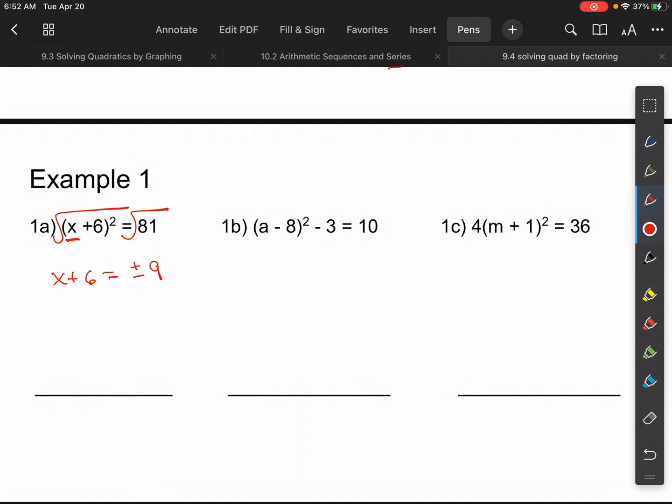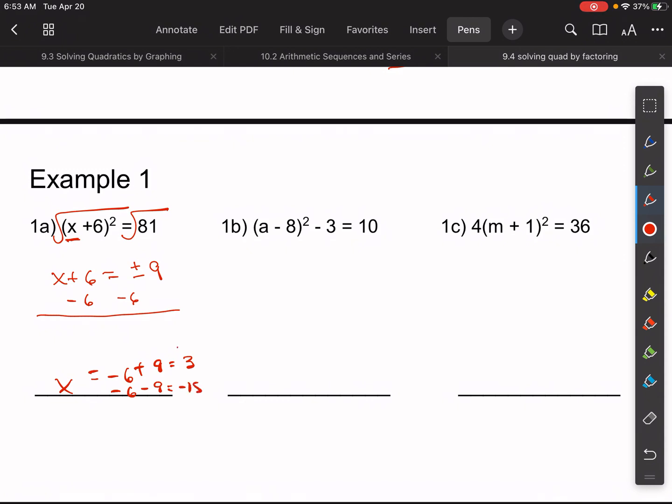Now I have to keep going, right? I have to solve for x. To get x by itself, I'm going to subtract 6 from both sides. When I do that, I get x equal to negative 6 plus 9 and negative 6 minus 9. Both of those can be simplified. Negative 6 plus 9 gives me 3. Negative 6 minus 9 gives me negative 15.